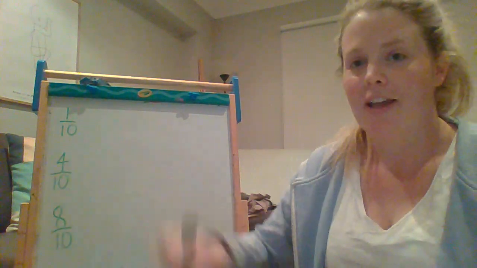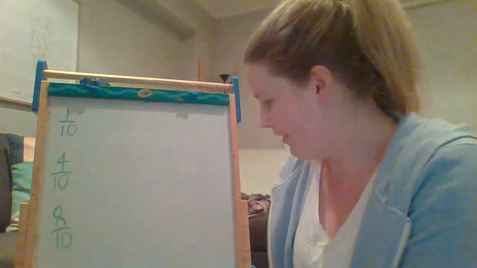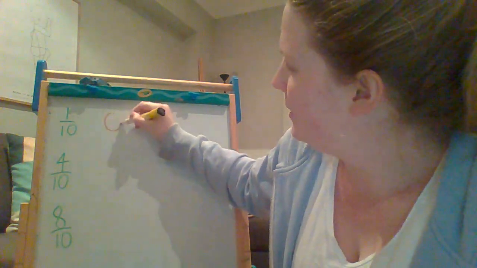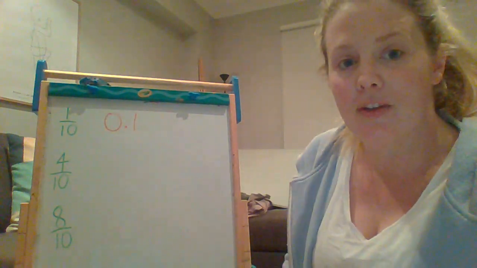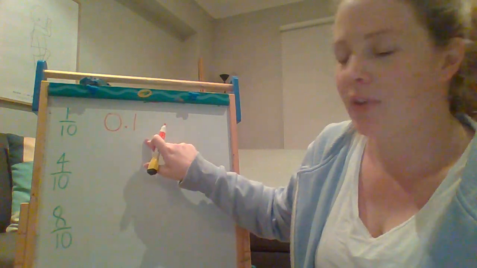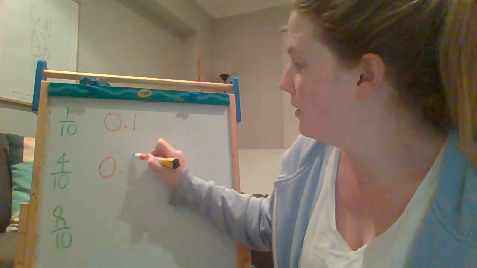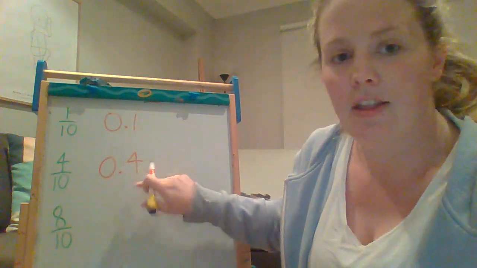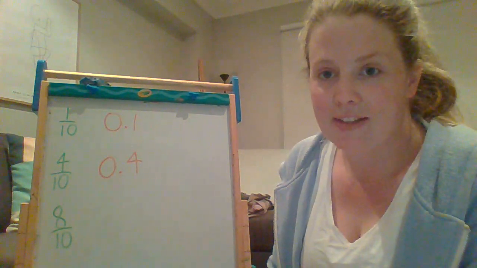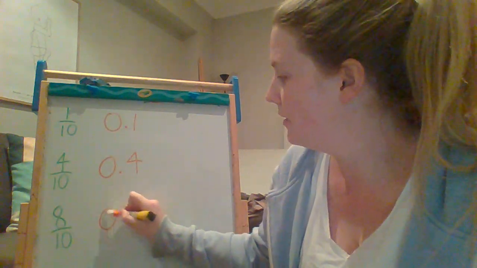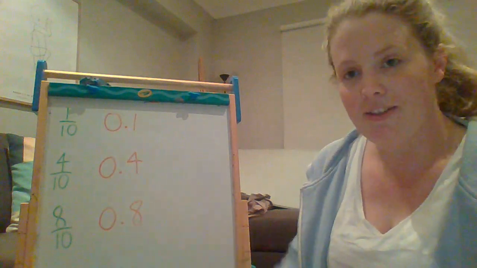So if we're doing 1/10 as a decimal, it would look like 0.1. So that is 1/10. Can you say that for me? 1/10. 4/10 as a decimal would look like this. 4/10 as a decimal. 8/10 as a decimal would look like this. 8/10.